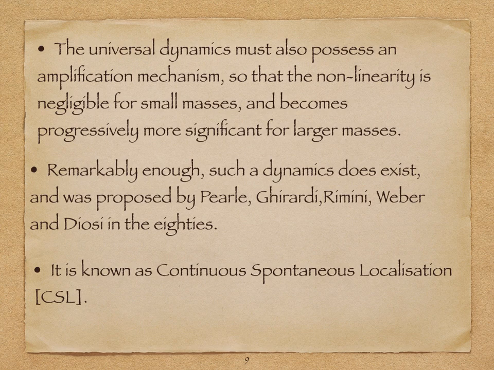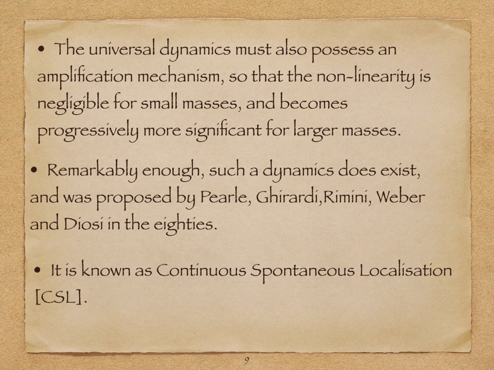And finally, the universal dynamics must also possess an amplification mechanism so that the nonlinearity is negligible for small masses and becomes progressively more significant for larger masses. So small systems should have very little nonlinearity, very little stochasticity. Large systems should have a lot of nonlinearity, a lot of stochasticity. That is the amplification mechanism, which should naturally be there in the modified dynamics that we are looking for. So there are all these constraints: nonlinear, non-unitary but norm preserving, and should have an amplification mechanism.